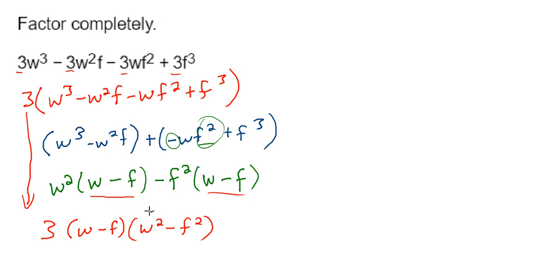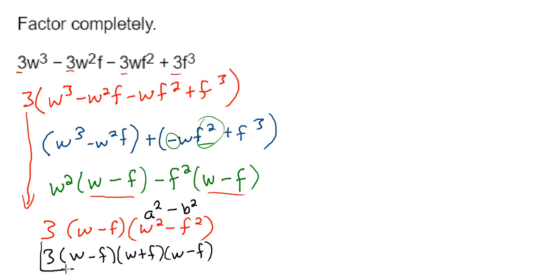And then this can be factored using the a squared minus b squared. So we saw something very similar to this earlier, right? And so this will factor as 3 times w minus f. This will factor as w plus f times w minus f. Right? Instead of a, we have w. Instead of b, we have f. So it factors as a plus b, a minus b. And you should be okay leaving your answer like this. Right, so this is factored, and there's nothing else we can do. There's no more factoring that can be done.